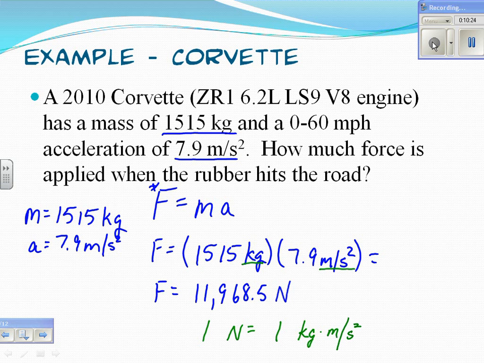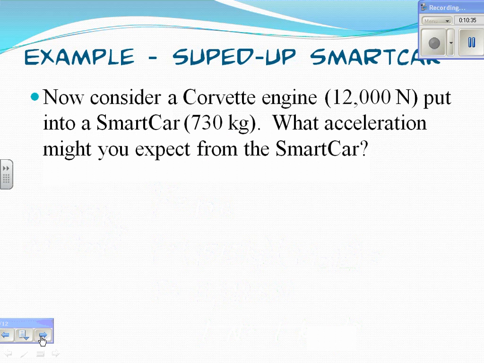We'll use this when we rearrange the formulas, especially because we won't always be looking for force, obviously. Sometimes you'll be given a force and then find something else. Case in point, let's take that Corvette engine and we're just going to round it to 12,000 newtons. We're going to put it in a smart car which has a mass of only 730 kilograms. We want to find the acceleration.